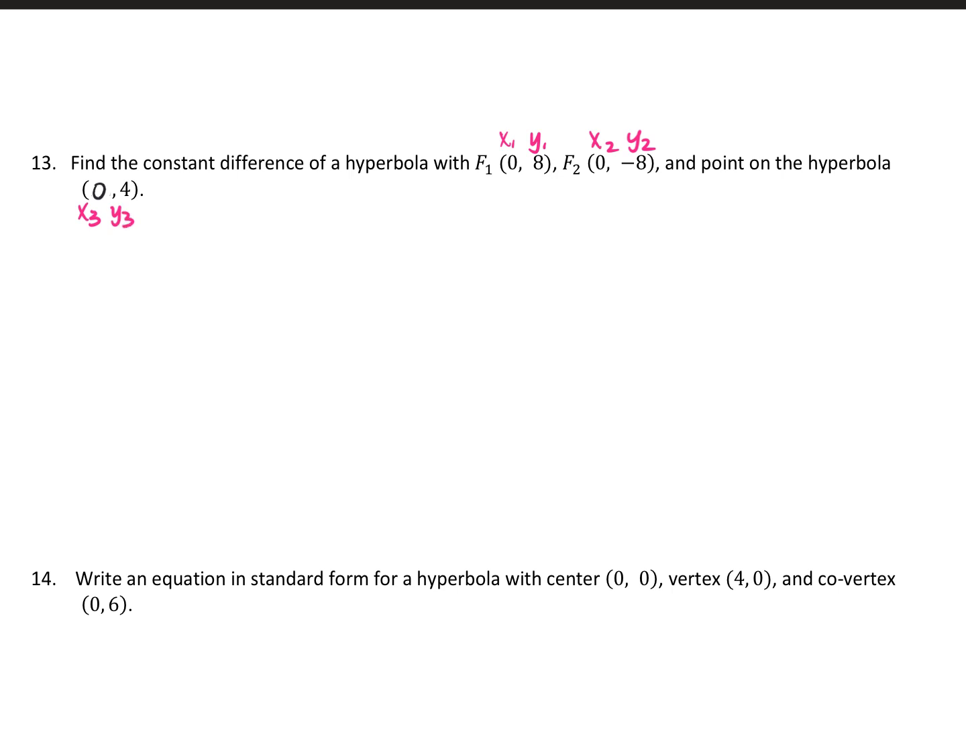Again, your constant difference formula is d is equal to the absolute value of the square root of x1 minus x3 squared plus y1 minus y3 squared minus the square root of x2 minus x3 squared plus y2 minus y3 squared.